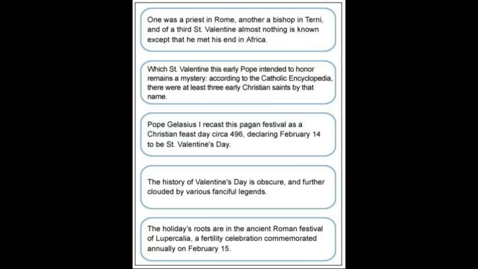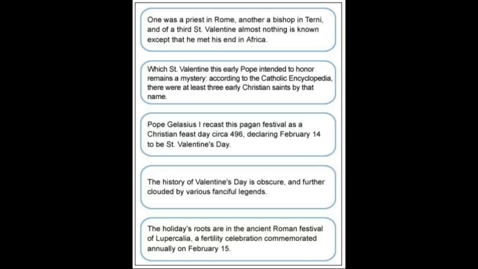Now the Pope mentions a saint. So now we have the name of the Pope, and we also know that he has mentioned a saint. And then again, if you go back to the first one, it doesn't match. One was a priest, blah blah blah. Before that, you have to look at the second paragraph, which says, which Saint Valentine this early pope? Who's this early pope? The Pope Glacius in the third paragraph, as you can see. And he mentioned one Valentine. So it says, which Saint Valentine this early pope intended to honor remains a mystery.